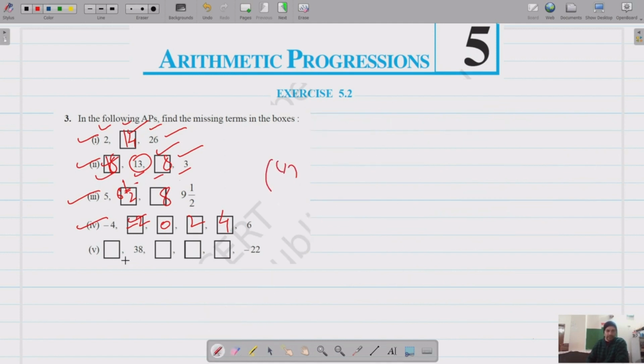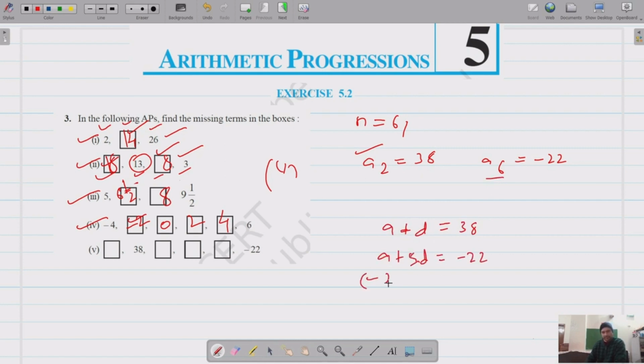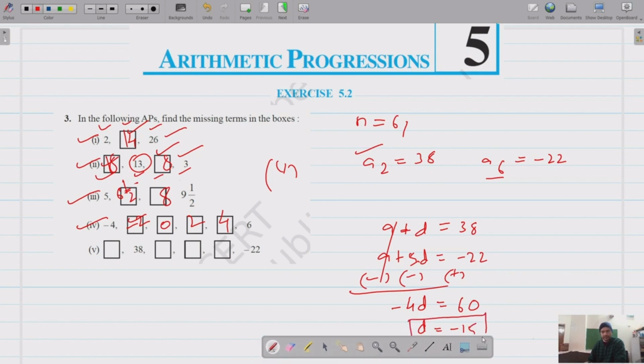And for the fifth one, n is 1, 2, 3, 4, 5, 6. So n is 6, and we are given that A2, the second term, is 38 and the sixth term is negative 22. So A2 is A plus D, A6 is A plus 5D. And if we subtract these equations, it gives us negative 4D is equal to 38 plus 22 is 60. So D is negative 15.